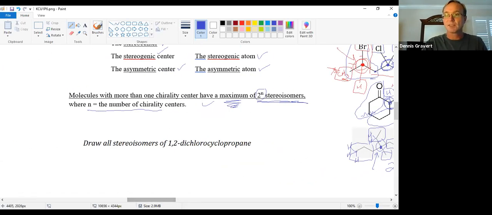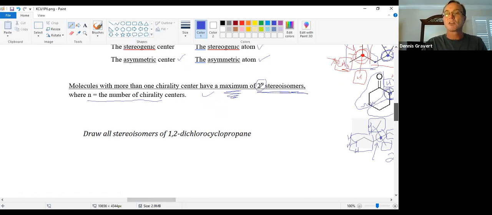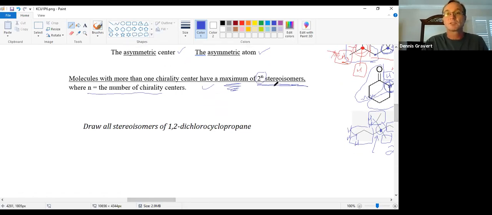A couple more ideas before I end this video. One, let's explore this predicting power of how many stereoisomers are there and why do we have to qualify it by the word maximum? Here's a good example. Draw all stereoisomers of 1,2-dichlorocyclopropane. Okay, to break this problem down, I would first just draw a simple skeletal drawing.